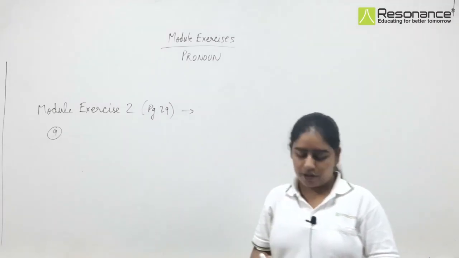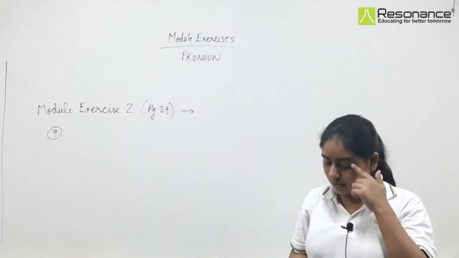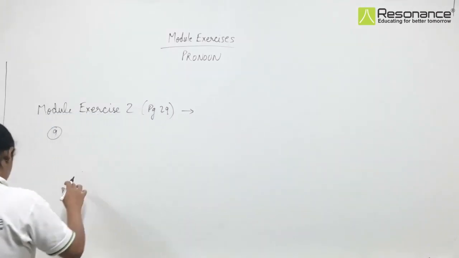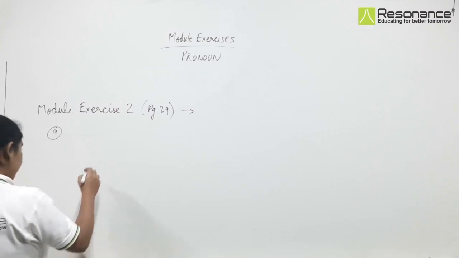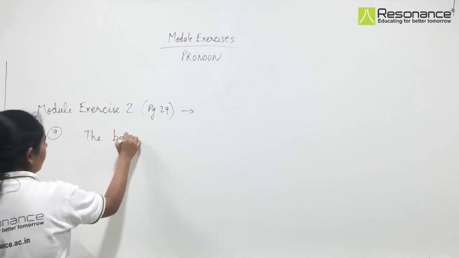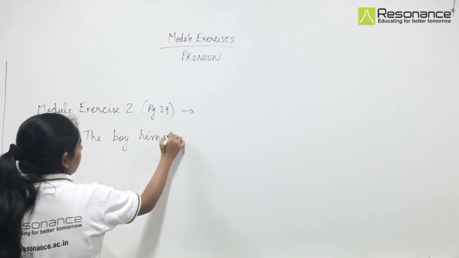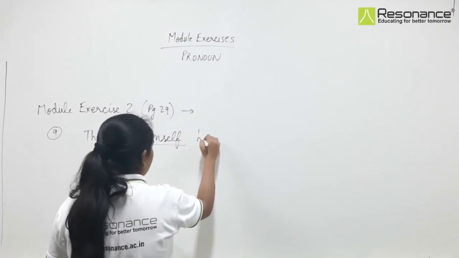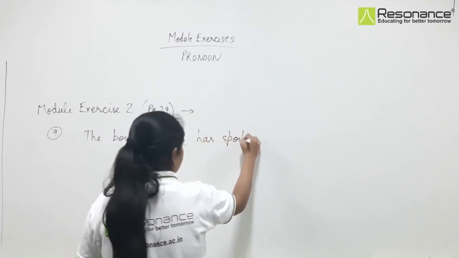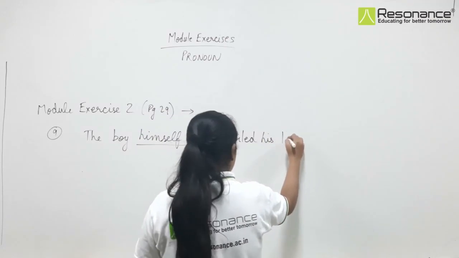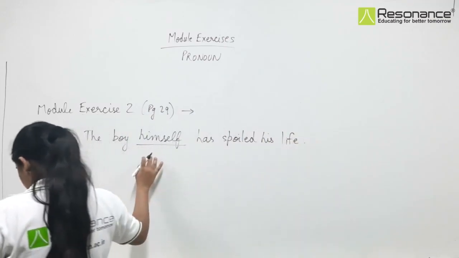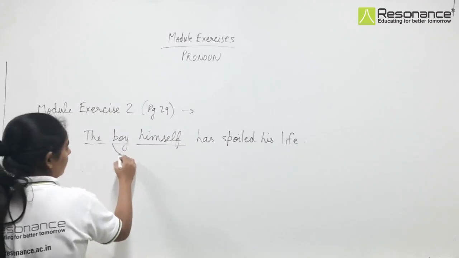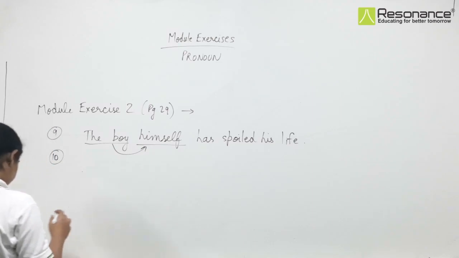Now, these are subjective questions. Here what you are supposed to do is, you have to correct the following. Some sentences are written, you have to write the correct form of the sentence. The boy itself has spoiled his life. So here the correct sentence is the boy himself has spoiled his life. Okay, you will use the emphatic case. Instead of itself, we will use himself. Itself is used for things. For boy, boy is masculine gender, so we will use himself over here, emphatic case.